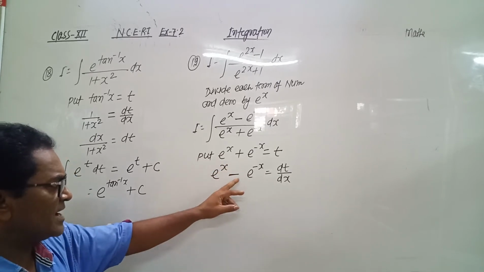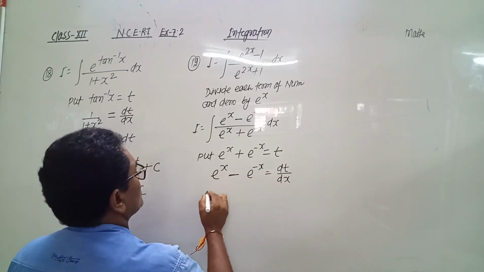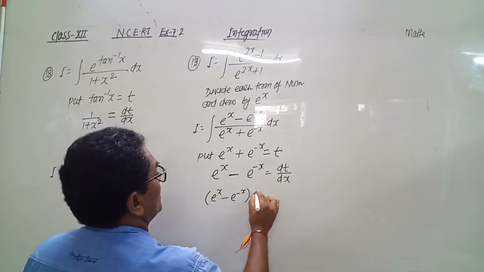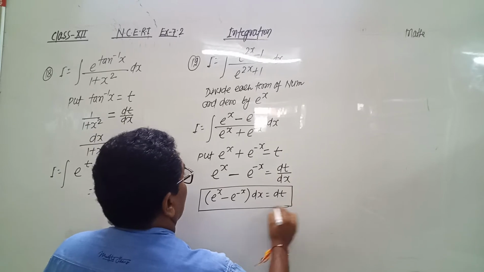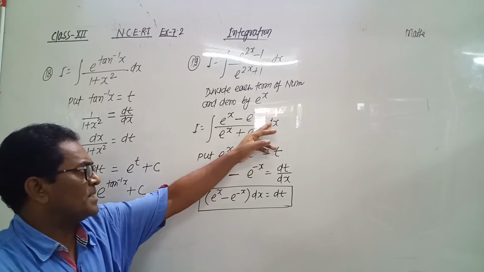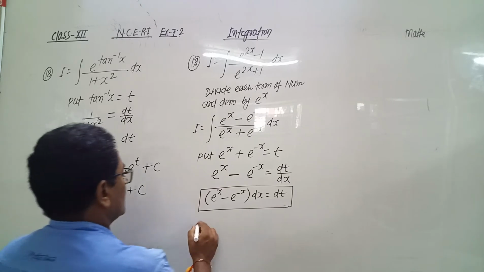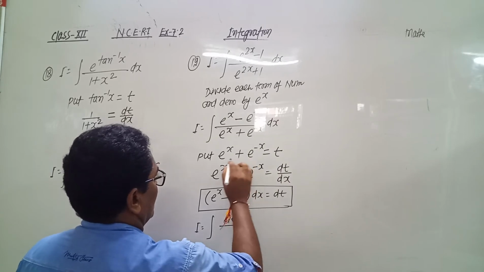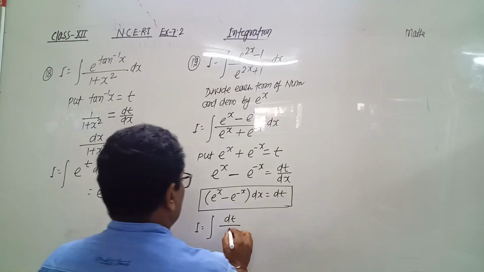So e raised to the power x minus e raised to the power minus x equals dt by dx, and by cross multiplication we get (e raised to the power x minus e raised to the power minus x) dx equals dt. So the value in the numerator, (e raised to the power x minus e raised to the power minus x) dx, at the place of numerator we put dt. So I equals integration of dt upon, at the place of e raised to the power x plus e raised to the power minus x, we put t.